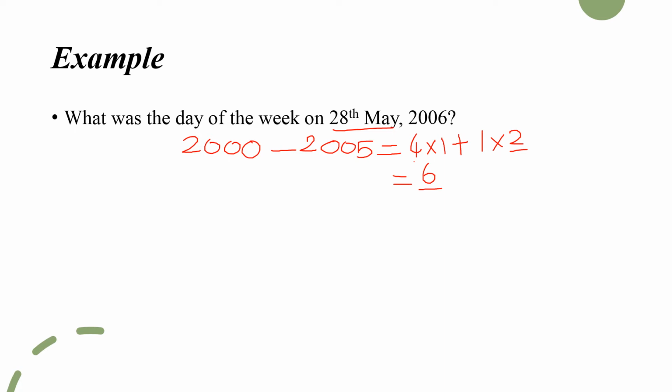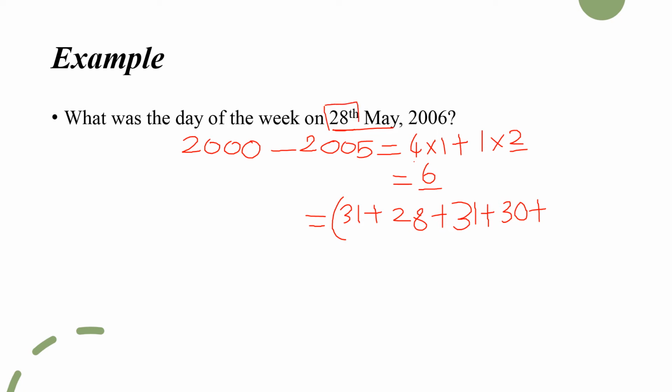And in the next step, you have to find the number of days from 1st January 2006 to 28th May 2006. January consists of 31 days and February consists of 28, because 2006 is not a leap year, so it consists of only 28 days. March consists of 31, April consists of 30, and for May you have to take only up to 28, because they are asking up to 28.